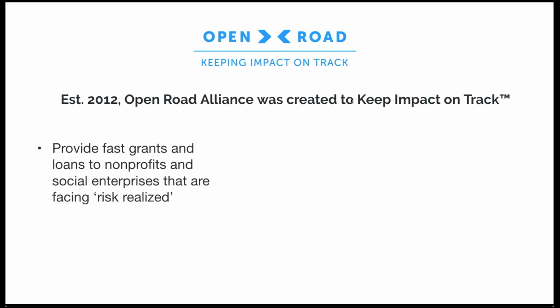I'm really pleased to be here and really excited to have this sort of culmination of partnership between Vera Solutions, AMP Impact, and Open Road Alliance. So Open Road Alliance was established in 2012 to keep impact on track. In the world of the impact sector, we are a funder. We provide fast grants and loans to nonprofits and social enterprises that for the purposes of this conversation, I'm going to call our risks realized.